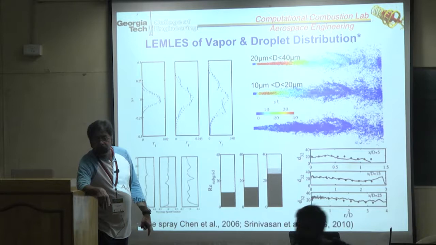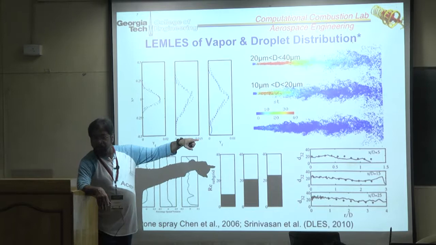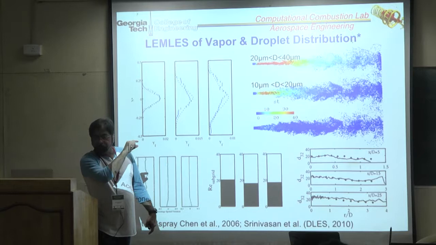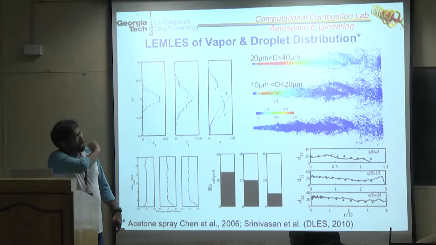Well, the droplet is tracked as a Lagrangian droplet, but the source term, when it vaporizes, shows up in the LEM equation. So its phase changes in the subgrid, but the Lagrangian tracking is separate from the LES. We have not done that.